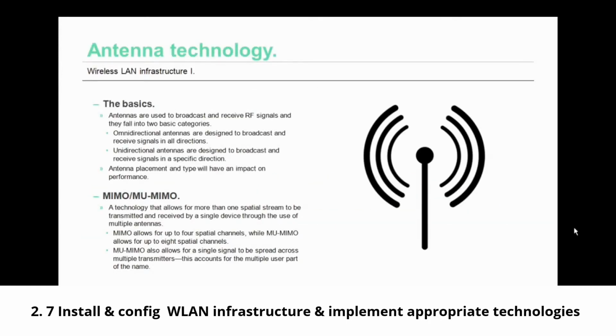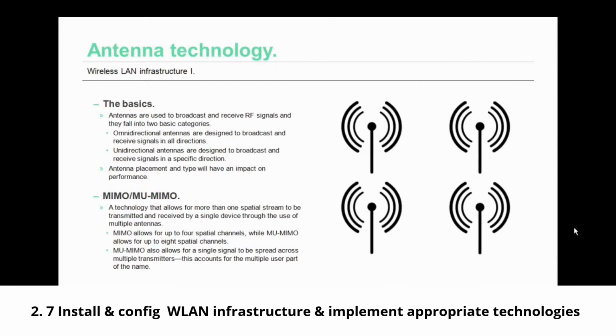Since we've covered the standards, let's move on to antenna technology. First up, the basics. Antennas are used to broadcast and receive radio frequency signals, and they fall into two basic categories. There are omnidirectional antennas, which are designed to broadcast and receive signals in all directions. Then there are unidirectional antennas, which are designed to broadcast and receive signals in a specific direction. Antenna placement and type of antenna will have an impact on wireless local area network performance.